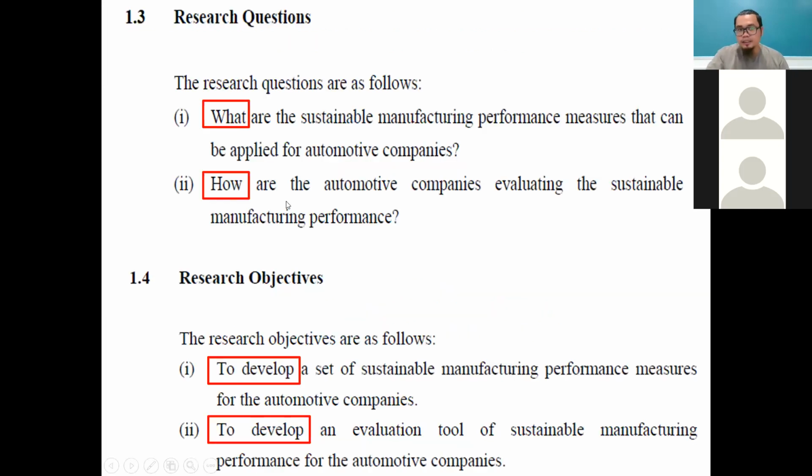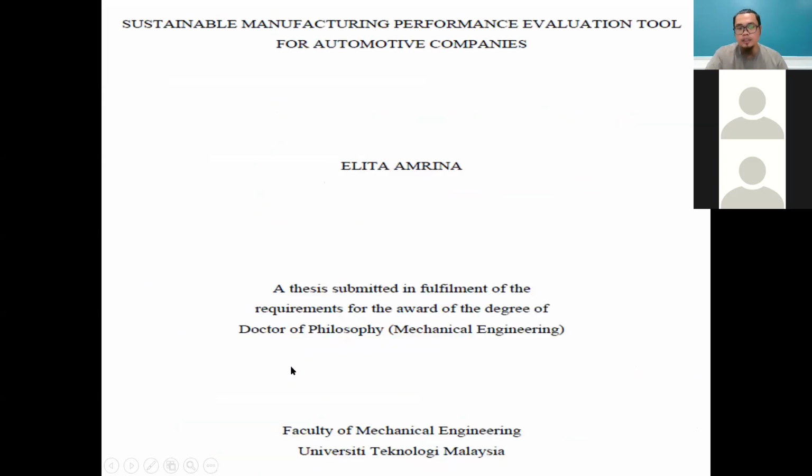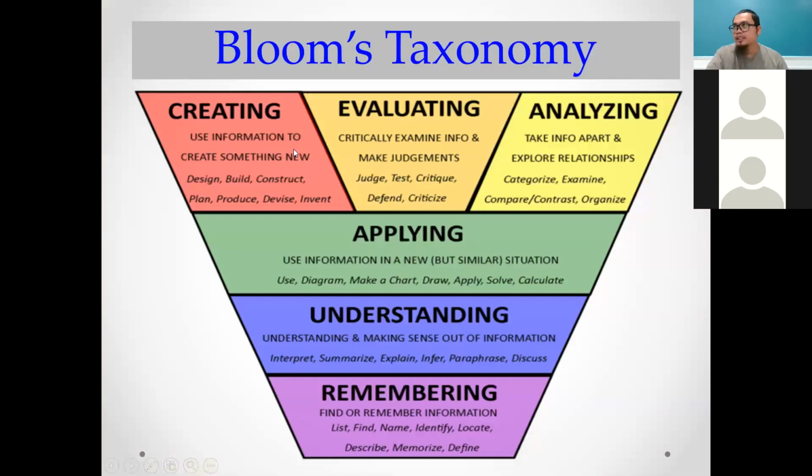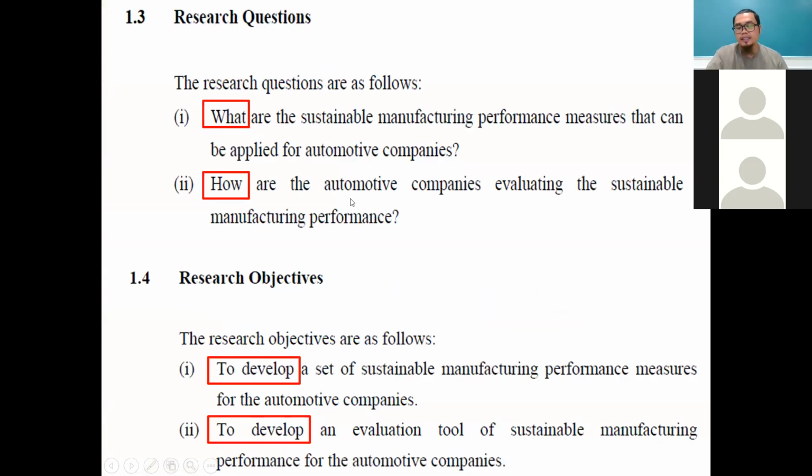Very simple. I don't know how some universities come up with a PhD level with many objectives. In our case, there are only two objectives and two research questions. Their objective is to develop. To develop represents the highest creating section. That's why the objectives are to develop a set of sustainable manufacturing performance measures, and second, to develop an evaluation tool for sustainable manufacturing.